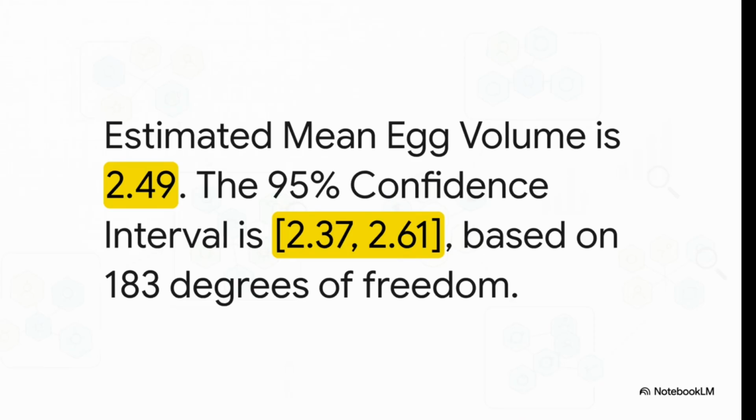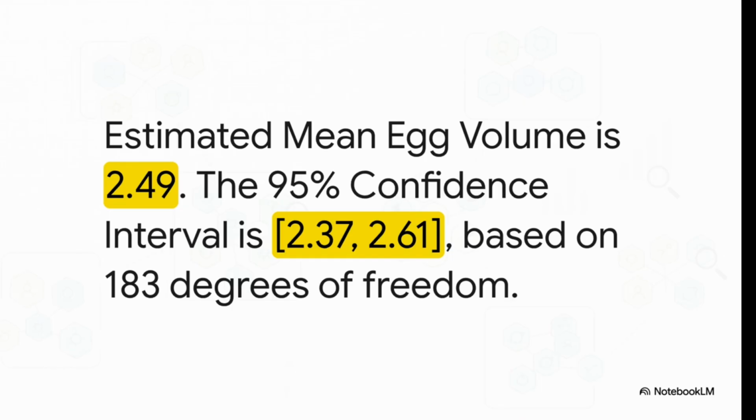So now we have all the pieces to make our final conclusion. Our best single guess for the mean egg volume is 2.49. To build our 95% confidence interval, we use a t-distribution. Now, the degrees of freedom here is based on the number of clusters, not the number of eggs. So it's 184 minus 1, or 183, and that gives us a confidence interval from 2.37 up to 2.61. What this means is we're 95% confident that the true average egg volume for all coot eggs out there is somewhere in that range.